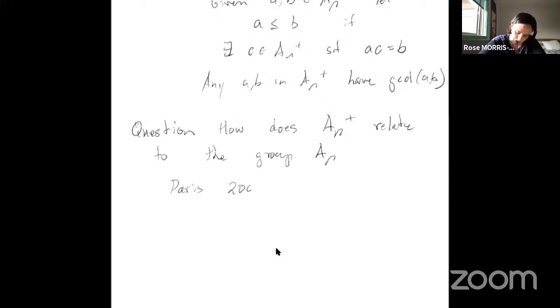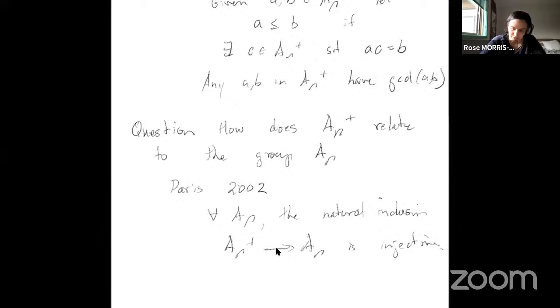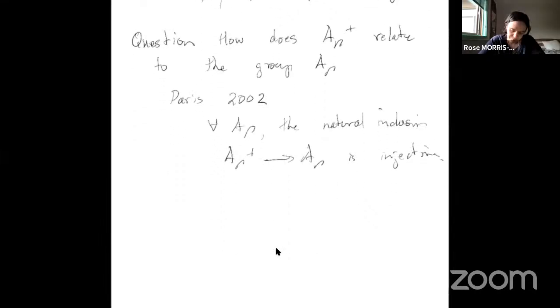So one result is from Luis Paris in 2002. He proves, and again, it sounds very simple, but it's exciting because it's for all A gamma, which we have very few results that start that way. So for all A gamma, the natural inclusion of A gamma plus into A gamma is injective. So that's great. But there's not a whole lot else known about this relationship between the monoid and the group.